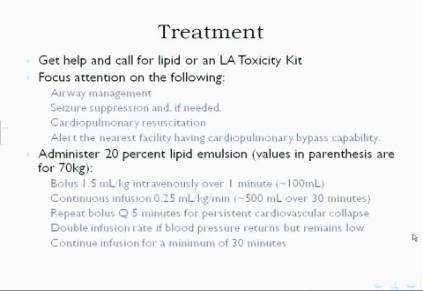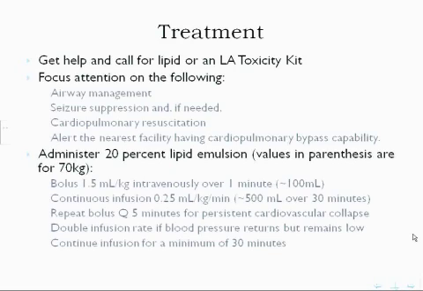Administer 20% lipid emulsion, okay, which is what it comes in. You bolus it at 1.5 milliliters per kilo over 1 minute, which is around 100 cc's. And you start a continuous infusion, which is about 0.25 milliliters per kilogram per minute, which is about 500 milliliters over 30 minutes.